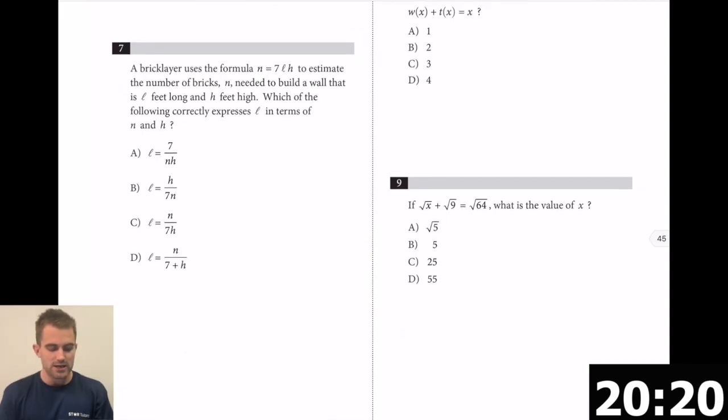Let's see. Number 7 says a bricklayer uses the formula N equals 7LH to estimate the number of bricks N needed to build a wall that is L feet long and H feet high. Which of the following correctly expresses L in terms of N and H.